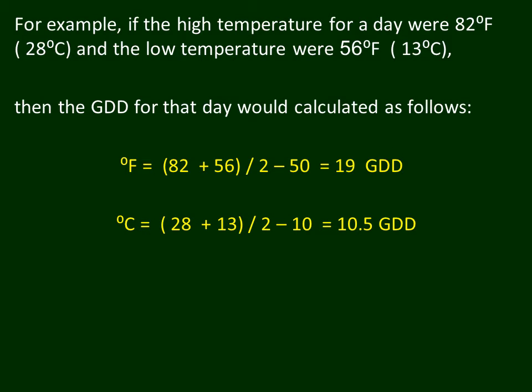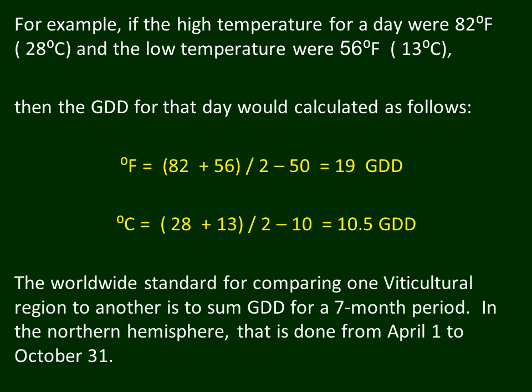Similarly, if we calculate it in Celsius, the numbers look like this, and we have about 10.5 growing degree day units accumulated when the temperatures are as indicated above. The worldwide standard for comparing one viticultural region to another is the sum of the growing degree days for a 7-month period. In the Northern Hemisphere, that is done from April 1 to October 31.